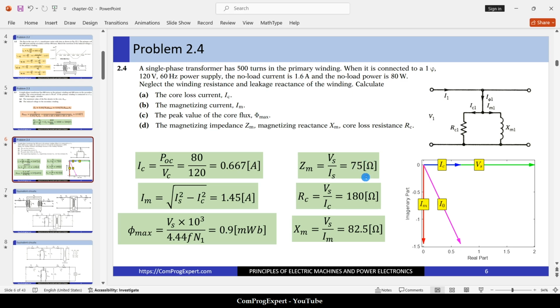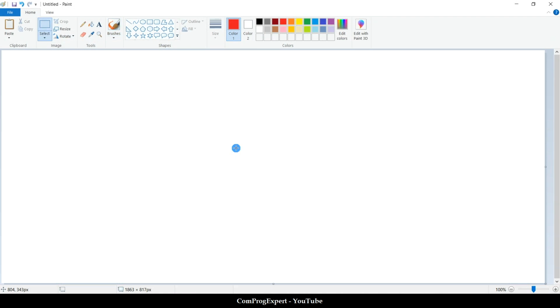That is equal to 75 ohm. The core resistance is equal to Vs divided by Ic, that is equal to 180, and the magnetizing reactance is Vs divided by Im. Yes, that is equal to 82.5. So we can calculate the angle of the impedance also. You know that we have this Zm is equal to Rc, right?